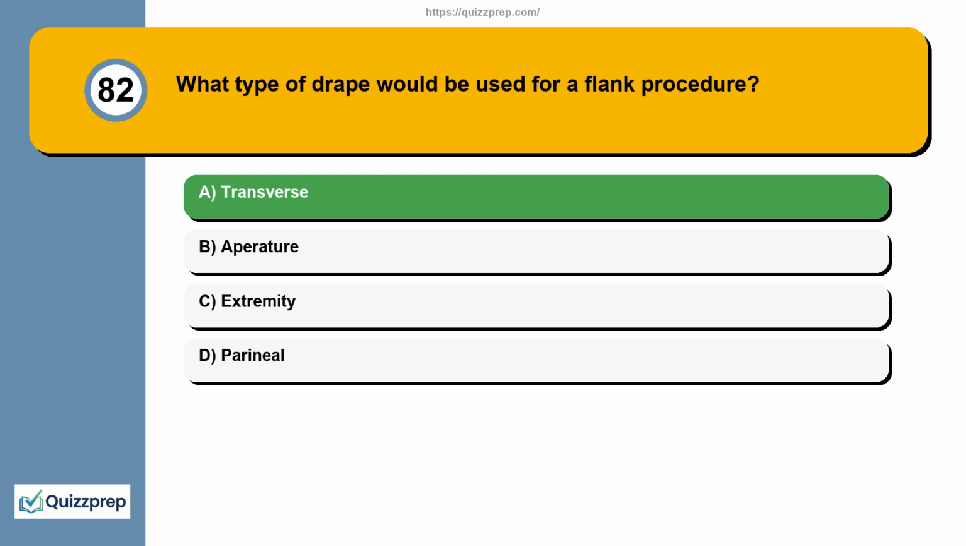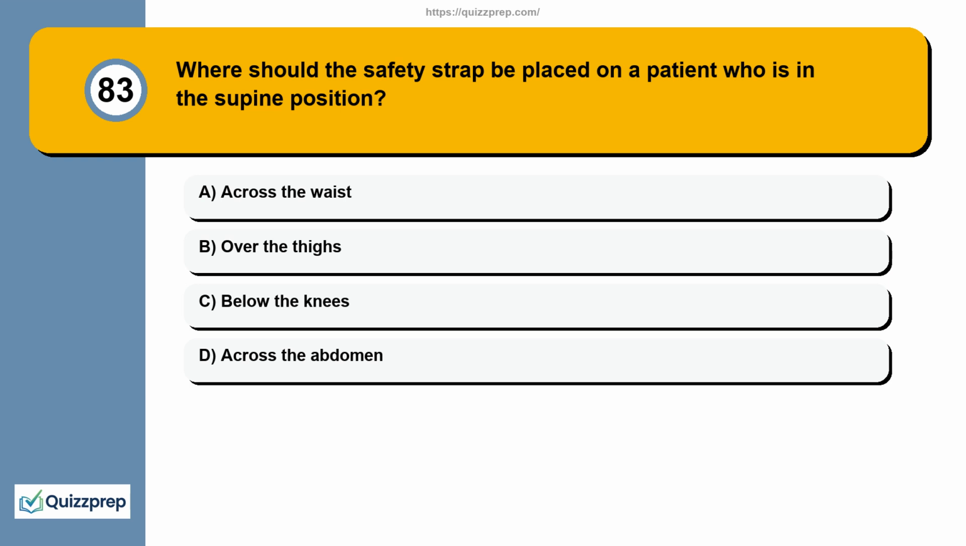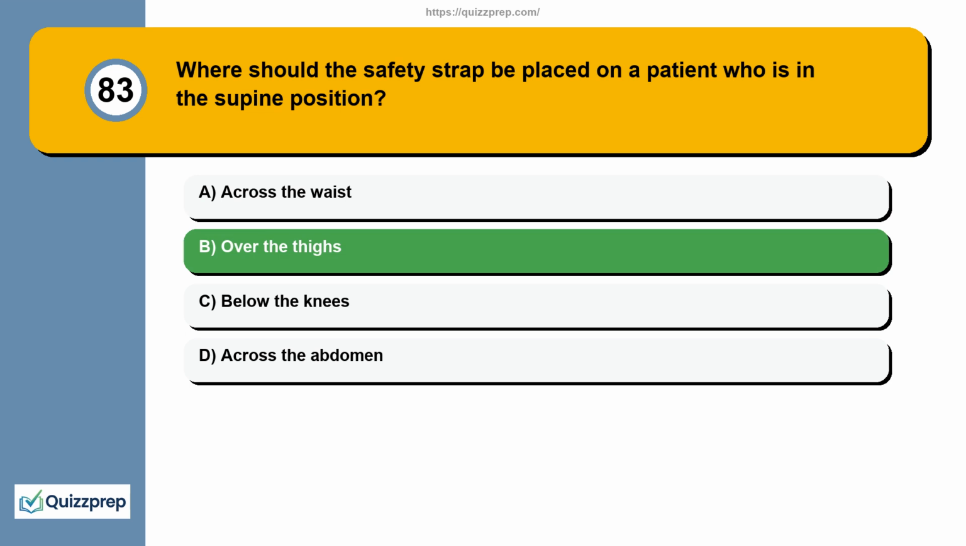Question 83. Where should the safety strap be placed on a patient who is in the supine position? Option A, across the waist. Option B, over the thighs. Option C, below the knees. Option D, across the abdomen. The correct answer is option B, over the thighs.